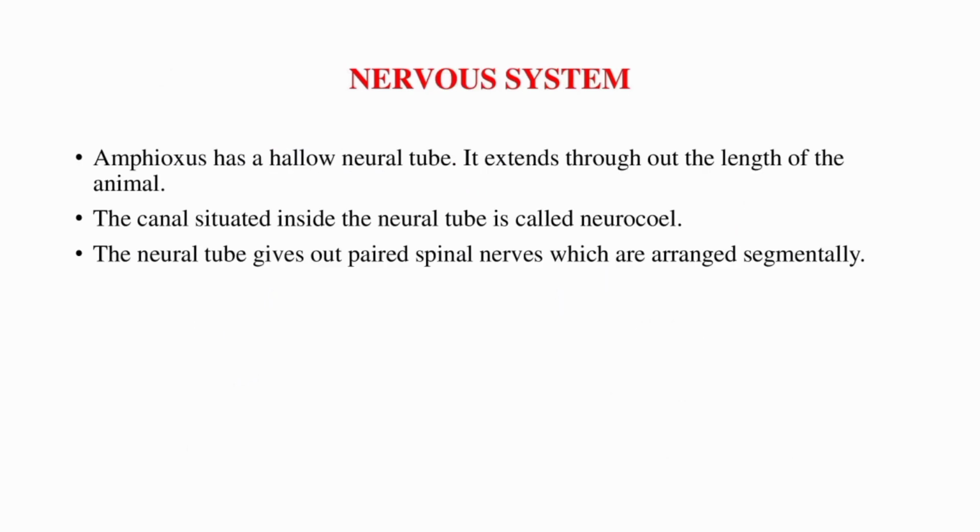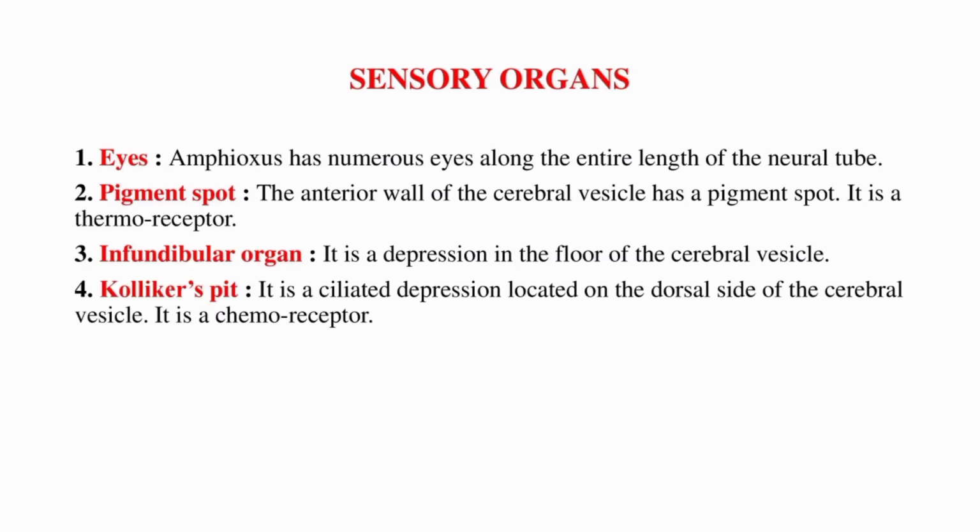Nervous system of amphioxus. Amphioxus has a hollow neural tube. It extends throughout the length of the animal. The canal situated inside the neural tube is called the neurocoel. The neural tube gives out paired spinal nerves which are arranged segmentally. Next we can see about sensory organs of amphioxus.